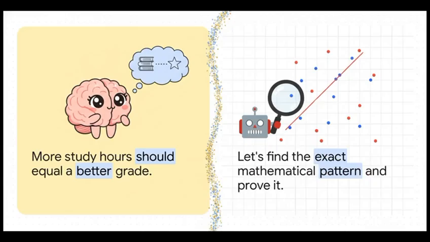You know, our intuition, that gut feeling, tells us there's a connection here. But machine learning, that's what takes our hunch and turns it into a cold, hard formula. It's not about what should happen, it's about finding the actual pattern in the data to prove how it happens.